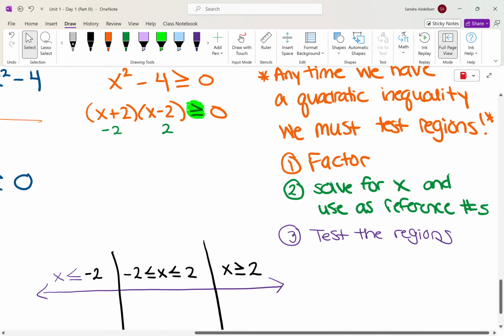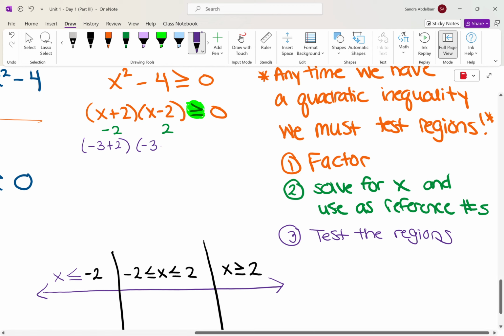Okay, so what are we going to do? Do you see how this inequality sign is greater than 0? If you're greater than 0, do we agree those are all positive numbers? Less than 0 is all negative numbers? Okay, so if we're greater than 0, we want all positive numbers. So I'm going to take a number that's less than -2. Never use the reference numbers. I'm going to choose a number that's less than -2, which is -3.